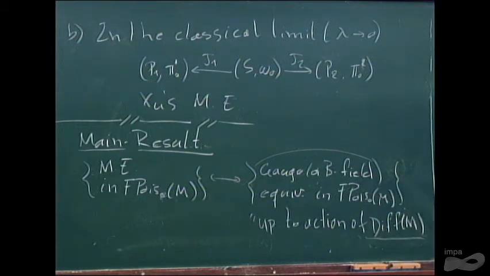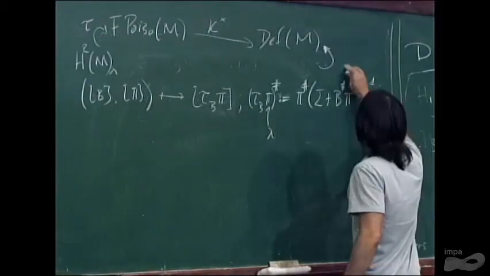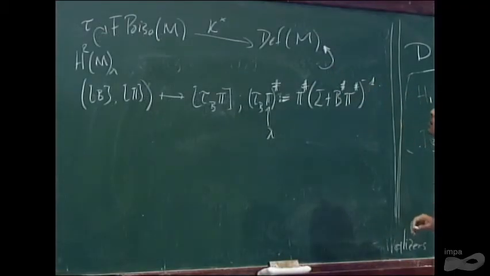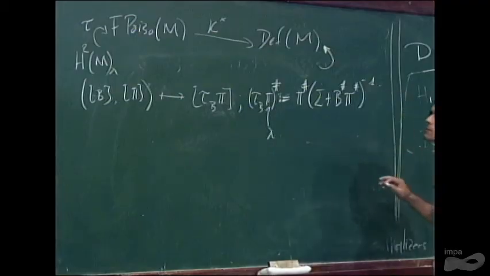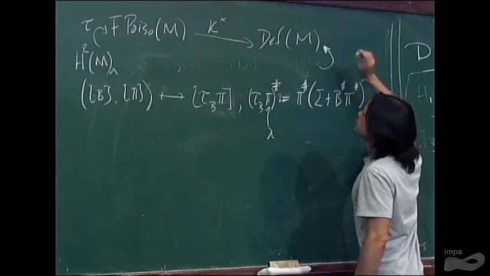And what is good about this situation? We can improve this diagram. There is also an action here. All this diagram that I'm going to draw here came from a series of papers involving Bursztyn, Dolgushev, Waldmann. And the final picture is as follows.